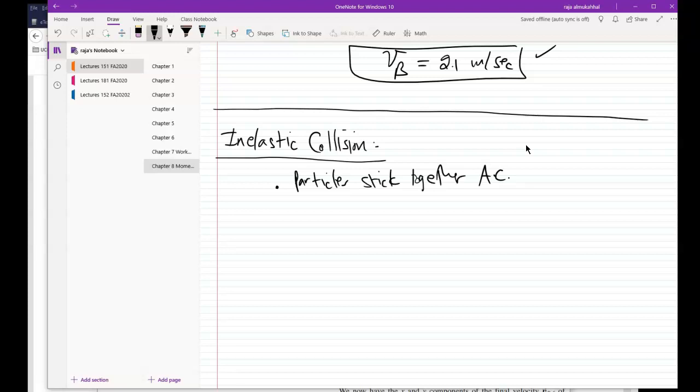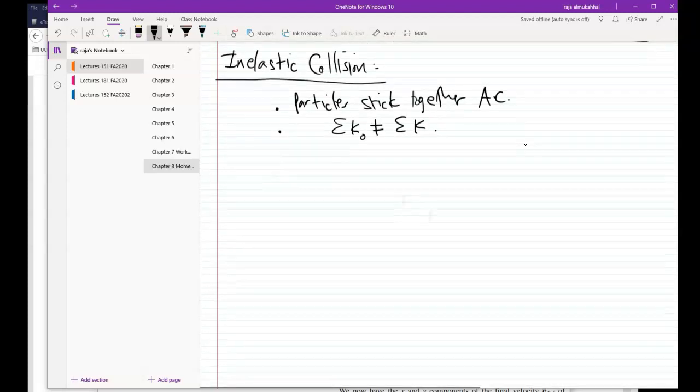As a consequence of that, what will happen is that the kinetic energy of the two colliding particles is not conserved. What that means is that the sum of the kinetic energy before collision does not equal the sum of the kinetic energy after collision. I'm going to explain that in a sec. Let me show you a picture.